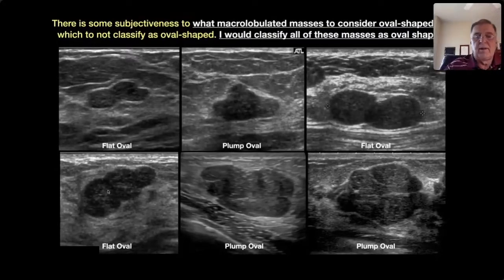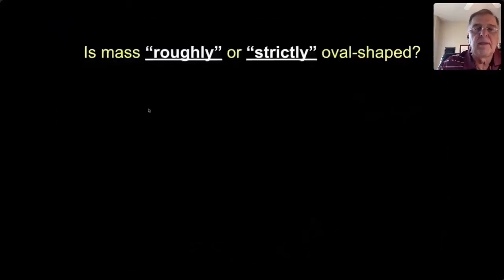The bottom are all macrolobulated lesions that can be considered oval, but the two on the right, number 5 and number 6, would be plump oval because the ratio of maximum diameter to AP is less than 2. And I'll show you why that's important later. But all of these, even though they're macrolobulated, can appropriately be considered oval-shaped in BI-RADS edition 5. Is this a problem? I don't think so. I'm okay with what we did there.